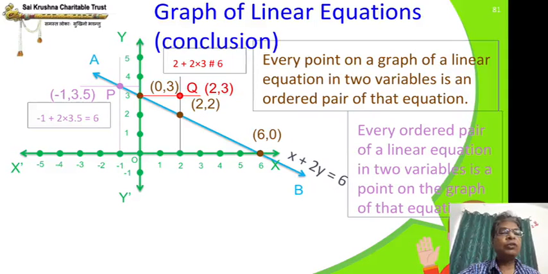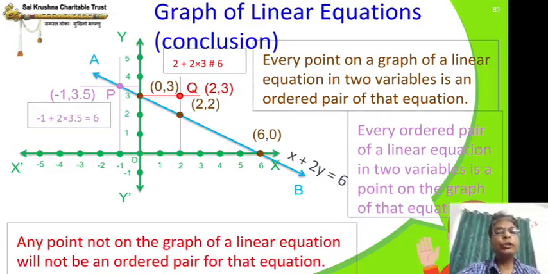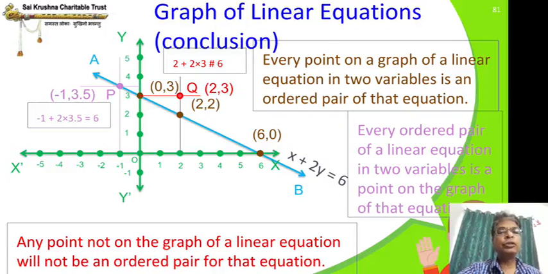If you pause the video, note down and practice 2-3 times, you will be able to understand. Now we get a third conclusion, about the point Q. Any point not on the graph of a linear equation will not be an ordered pair for that equation. That's what we saw, right? We substituted the values of Q and found that it is not matching.